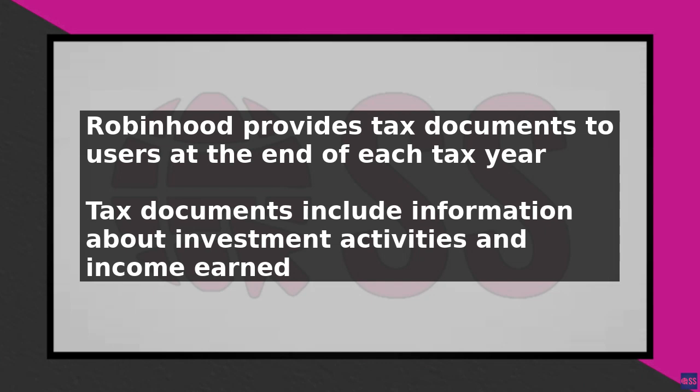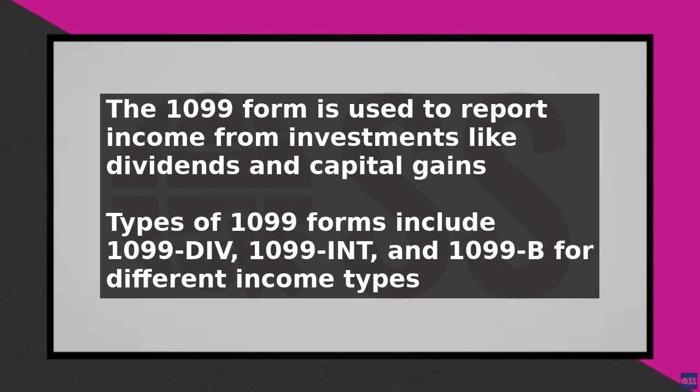The 1099 DIV is used to report dividend income. The 1099 INT is used to report interest income. And the 1099-B is used to report capital gains and losses from the sale of securities. To read your Robinhood tax document, start by identifying the type of 1099 form you received.